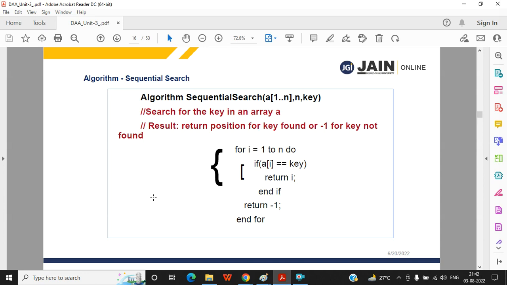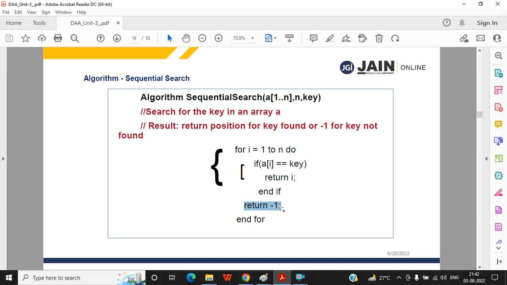Very simple. You are starting a loop from 1 to n. If it matches, then return the position. Otherwise, return minus 1. Minus 1 cannot be any place in the list. That's why if we receive minus 1, we understand that the search is unsuccessful.